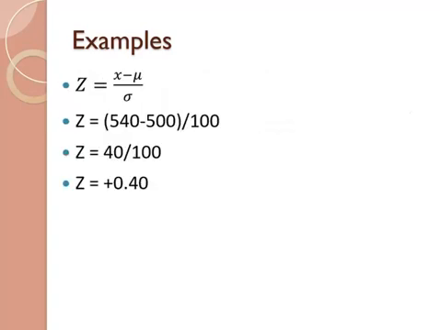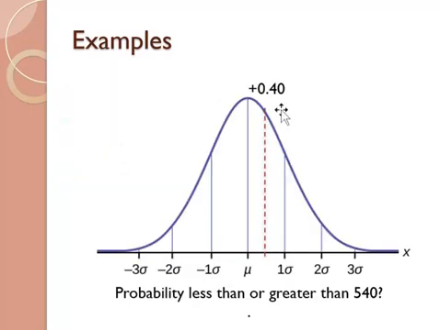Okay. So again, this is just computing a normal z-score. And here's our old equation that we've been using in chapters 5 and 6. The equation is the raw score minus the population mean, divided by the population standard deviation. So we get 40 over 100, and our z-score is plus 0.40. So we go ahead and plot that.